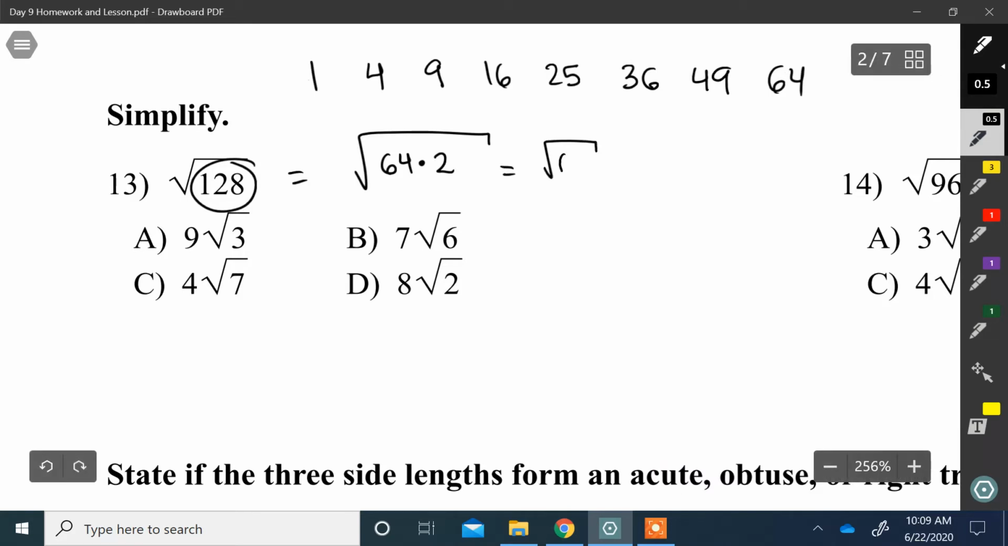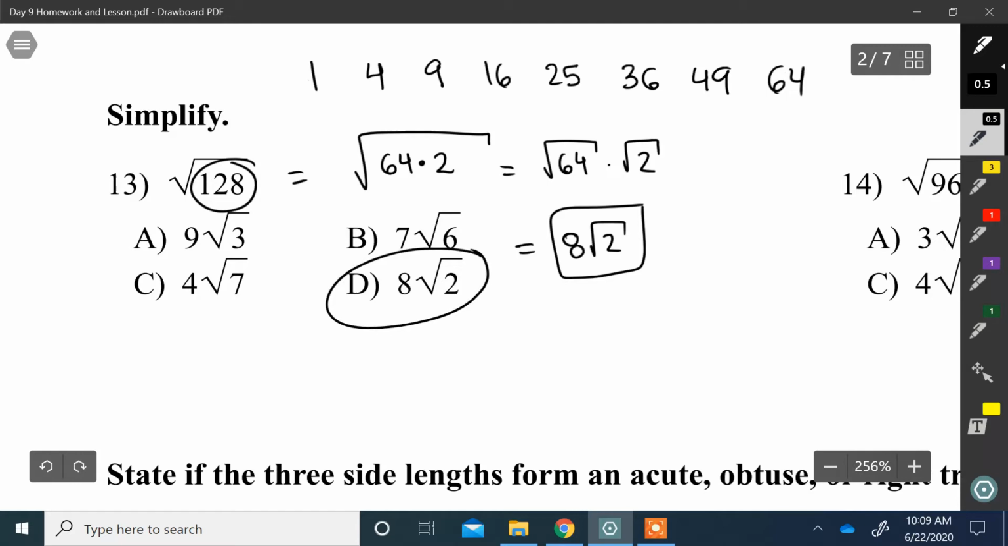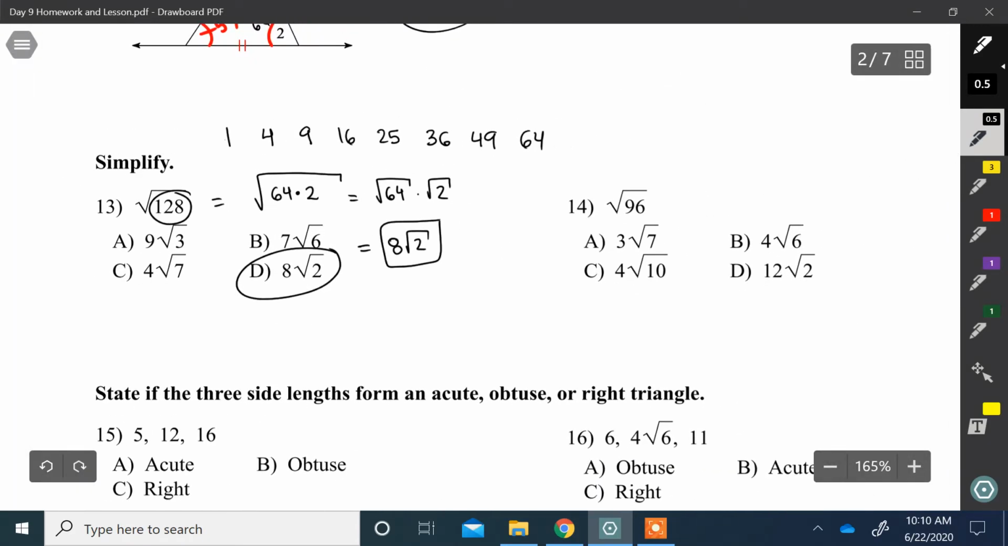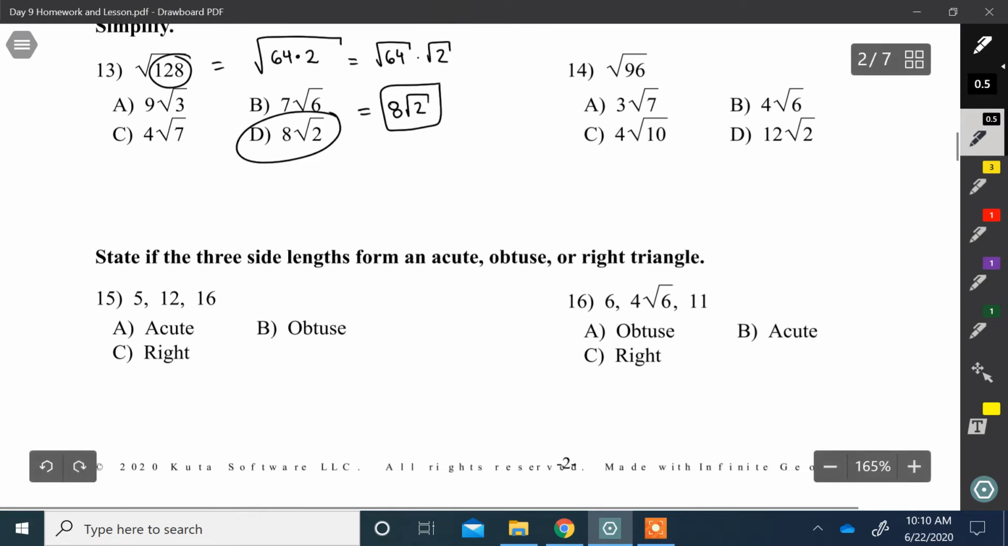And I can break this up like this. Okay, the square root of 64, we know that that's 8. And then we have that 2 on there. Okay? So that's how you solve number 14.